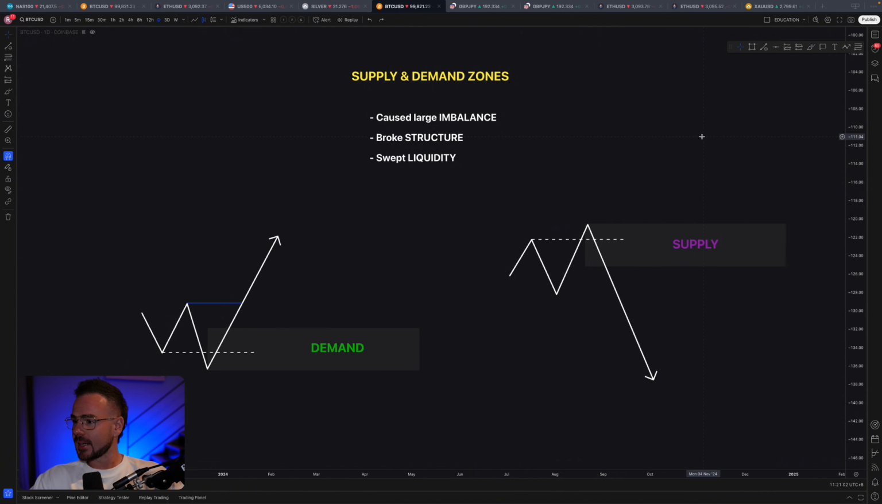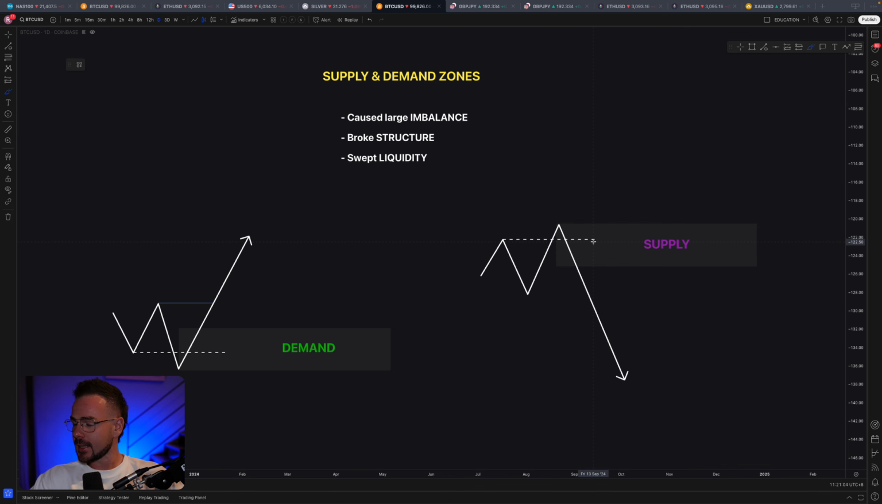All right, now we can have a look at the supply zone. It's exactly the same, just in the opposite. We want to see the cause, the large imbalance, so an aggressive move to the downside. We want to see this 3 candle swing get broken, signifying strength, because we know that the level here was enough buying to close and break this high. So when price pushes and breaks this low, it's showing us that there's more sellers than buyers, and sellers are in control in the market.